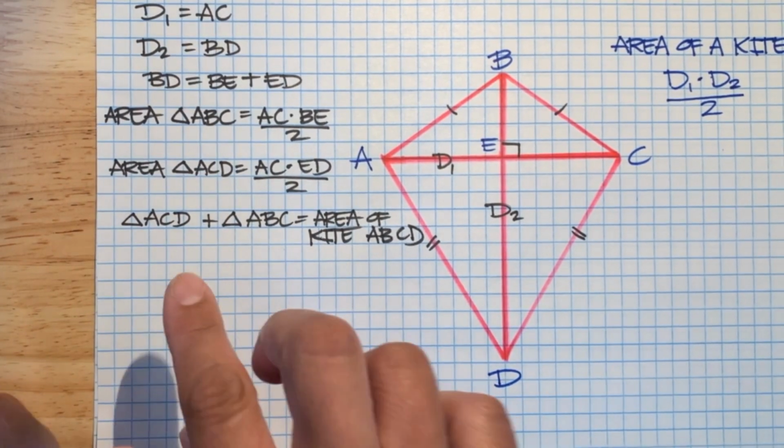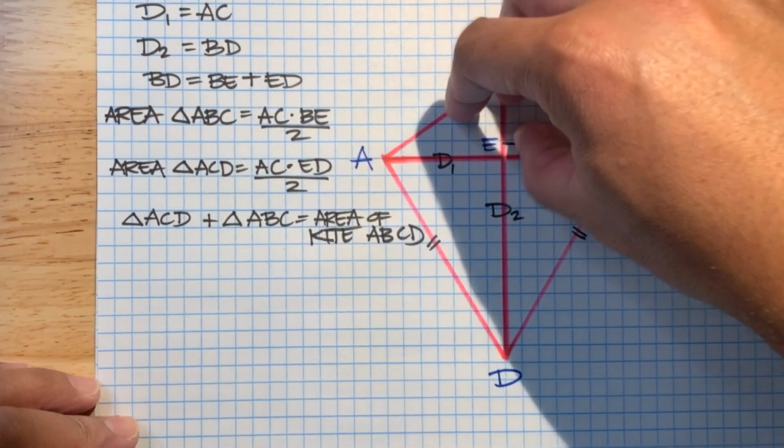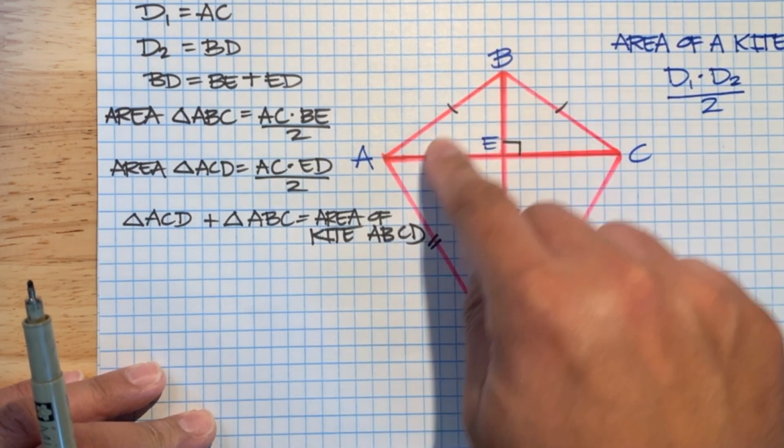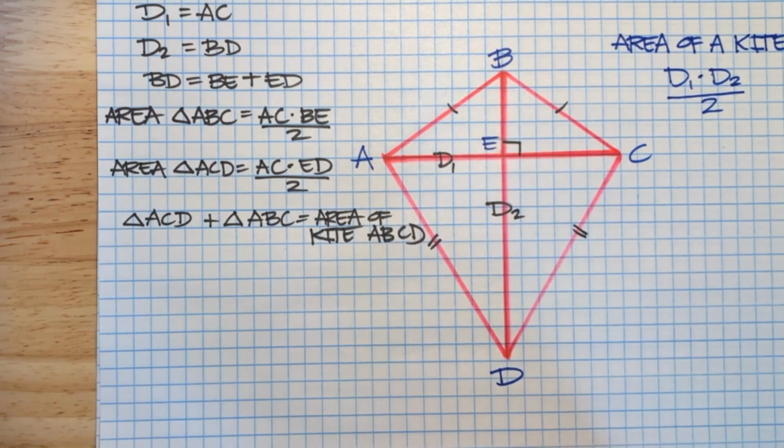ABCD. Okay, so here's the concept. If we have the area of this triangle added to the area of this triangle, we have the full area, how many squares fit inside the full kite. Alright, so now let's do the power of substitution.